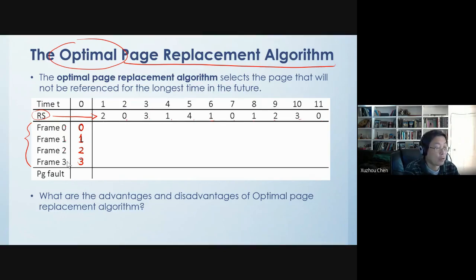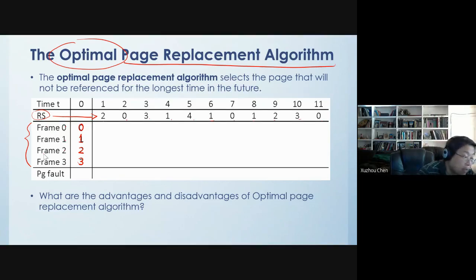So when we execute the program, we execute the instruction in page 0 first, so we load page 0 into frame number 0. Then we continue to page 1 and load it into frame number 1. Page 2 we load into frame number 2, and page 3 into frame number 3. So now the physical memory is full, because all the frames are occupied.